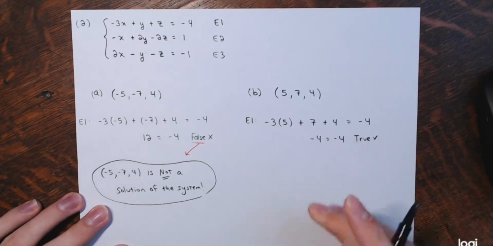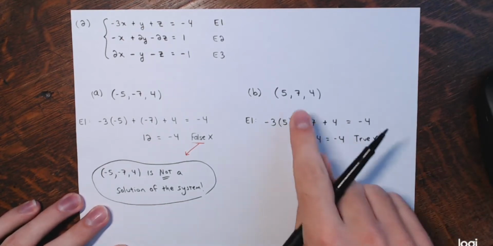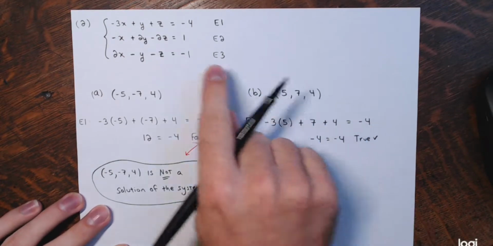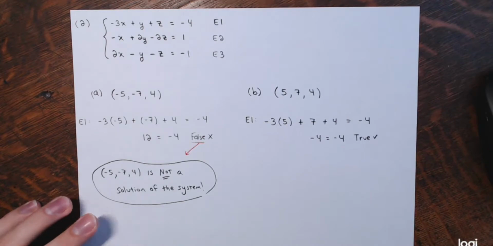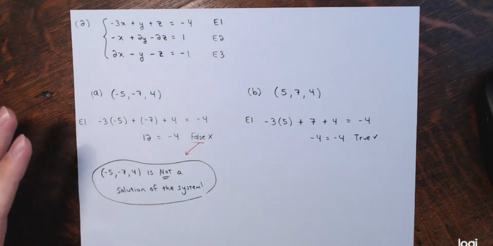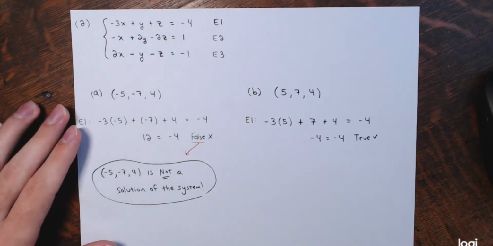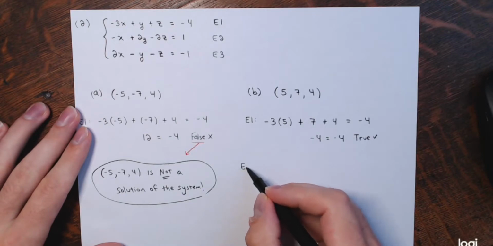So this ordered triple is a solution to the first equation. But again, that doesn't mean it's a solution to the system. We have to check all the equations. So now I can move on, though. I can actually move on to equation 2.